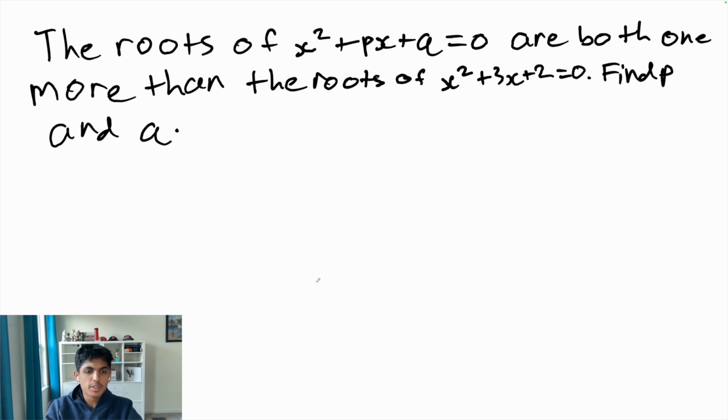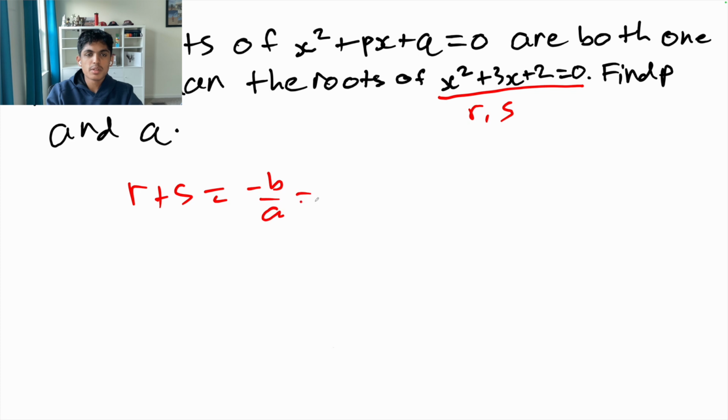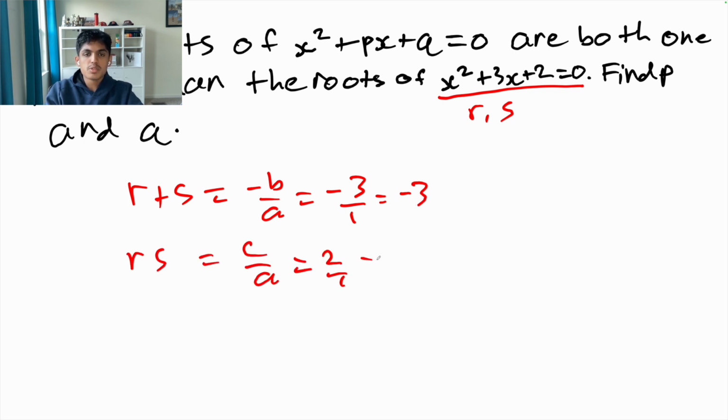The first thing we're going to do here, notice how it gives us information about roots, and we're trying to find coefficients. This is a green light for Vieta's formulas. So first I'm going to start with the information they give us. For this quadratic, let the roots be r and s. So using Vieta's formulas, the sum of the roots here is r plus s equals negative b over a equals negative 3 over 1 equals negative 3. And the product of the roots is going to be c over a, which is equal to 2 over 1, which is equal to 2. Okay, so far so good.